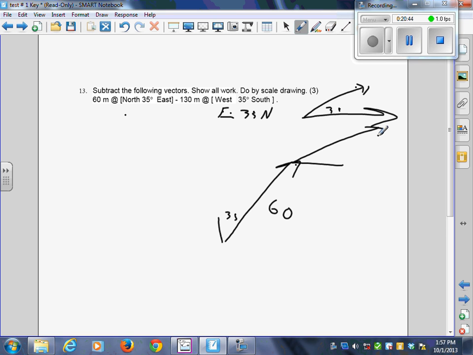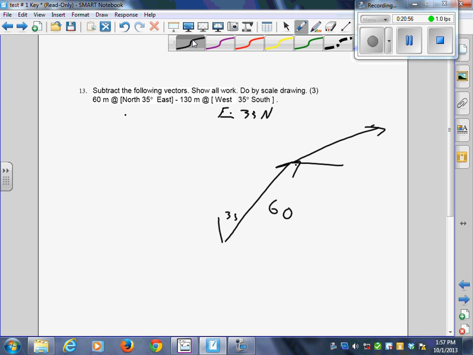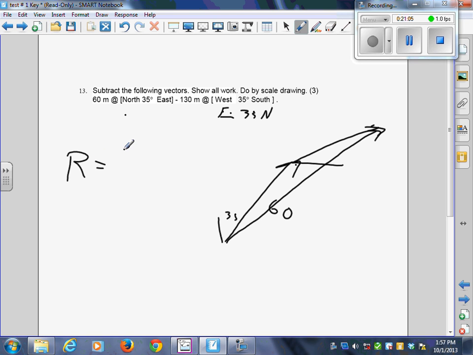And then your resultant, let me just erase that last bit up here. Okay, so my resultant is from here to there. You're going to measure that, right? And your R value is, I get 187 meters.